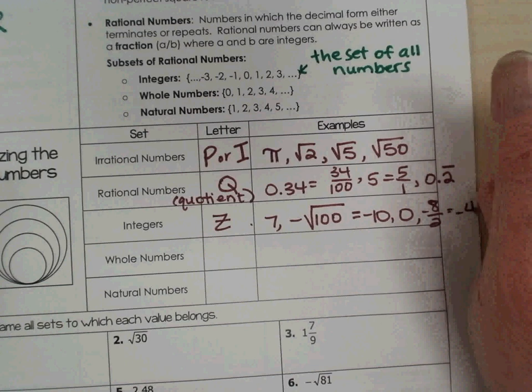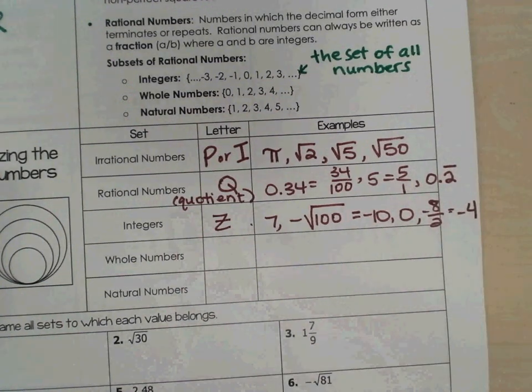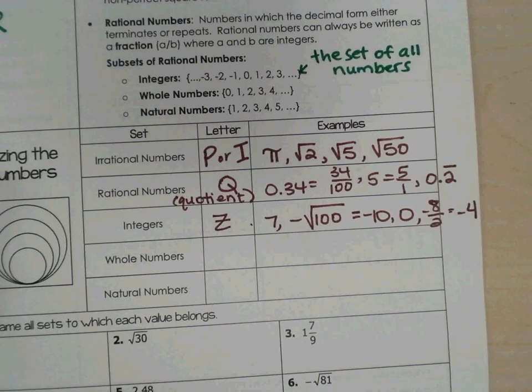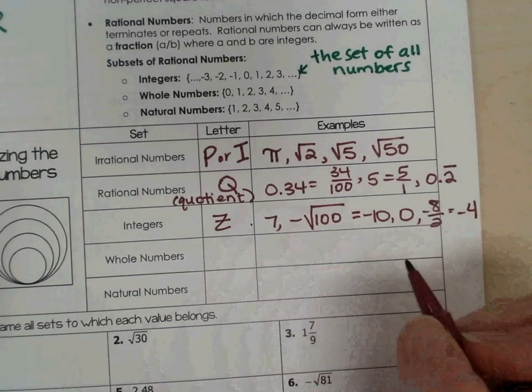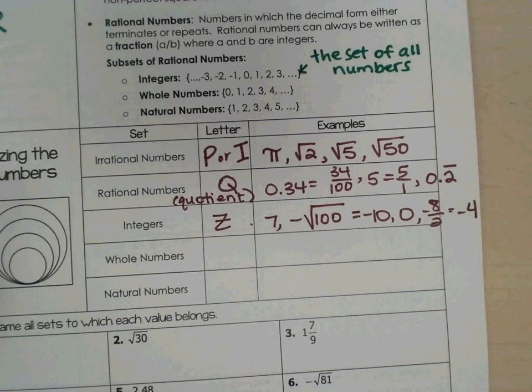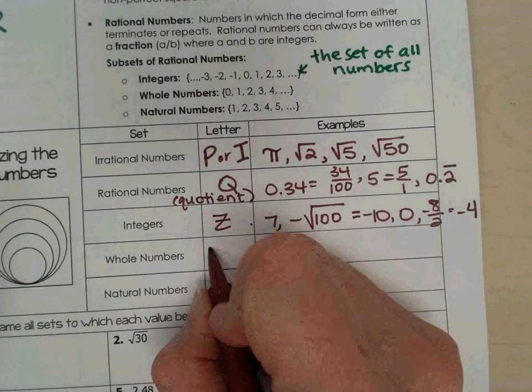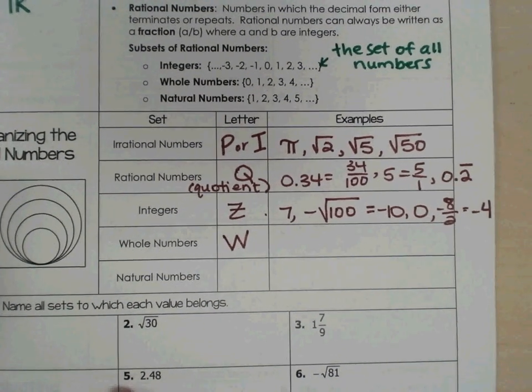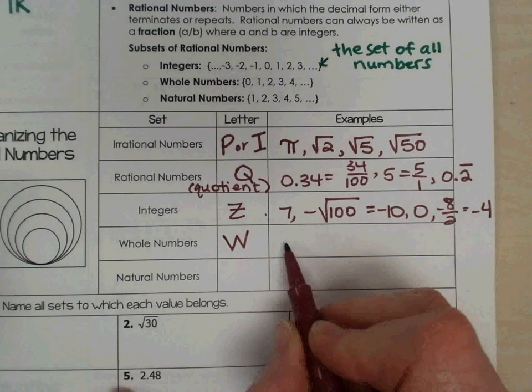Negative 4. So that can actually go beyond rational numbers down into the integers category. Whole numbers. Guesses on letters for whole numbers. W? Yes. By this point, we are definitely not sure. W starts to make sense here. W, whole numbers, obvious.